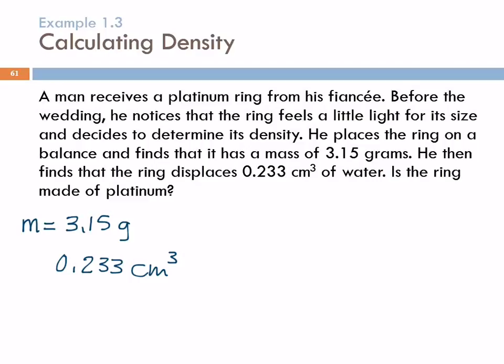And he finds that it displaces 0.233 cubic centimeters of water. That might not mean much to you right now because we haven't talked about measuring things by displacement. But cubic centimeters should mean something. What does a cubic centimeter measure? Volume. So this must be the volume of the ring. The units tell us that.